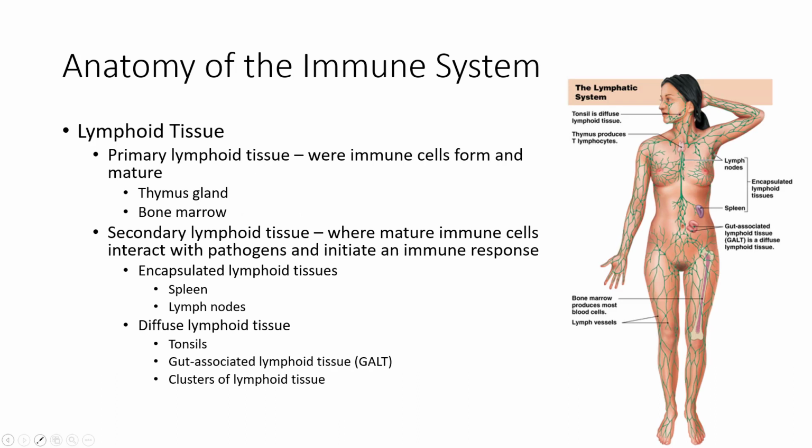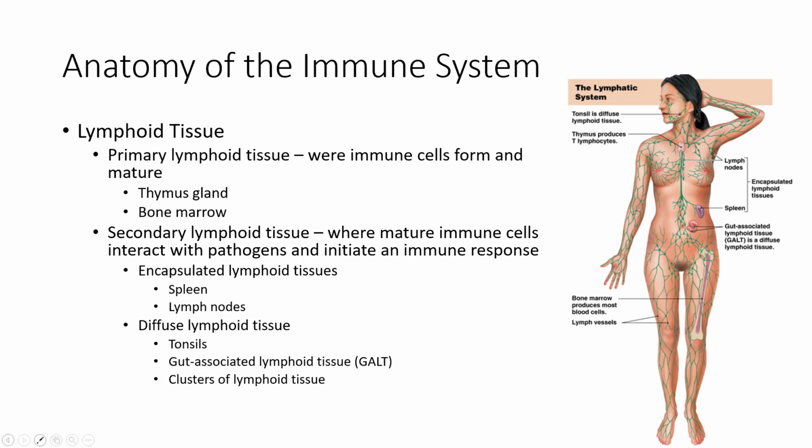Now we've talked about our immune responses and what the function is. Let's just take a quick moment to talk about the different parts. I said the first part is the lymphoid. Lymphoid tissue is where our immune cells form and mature.